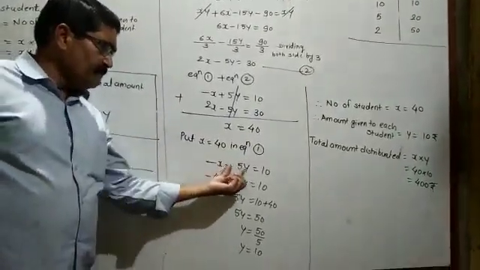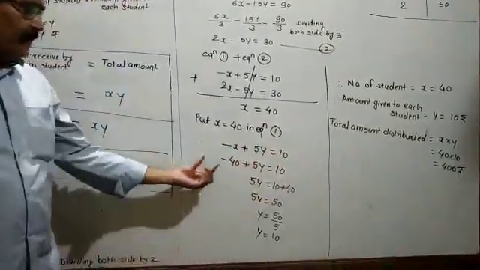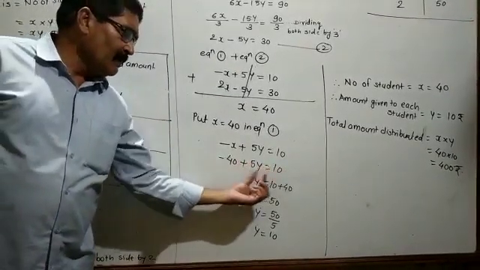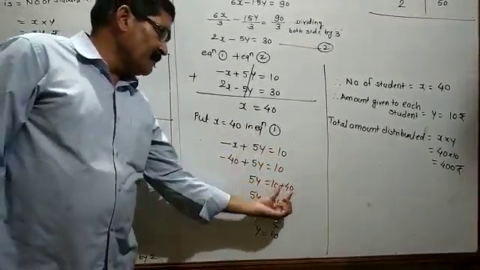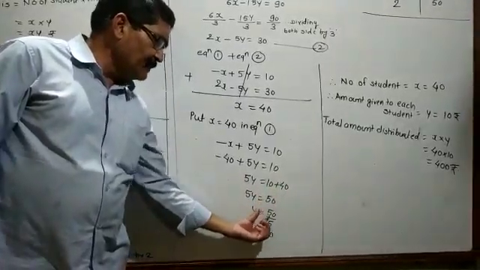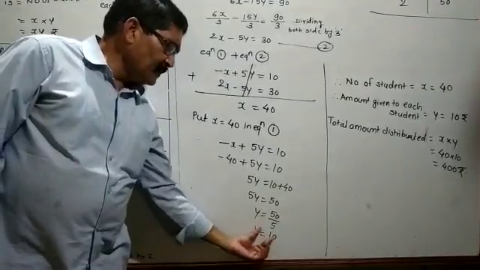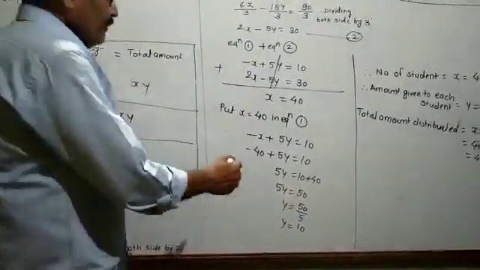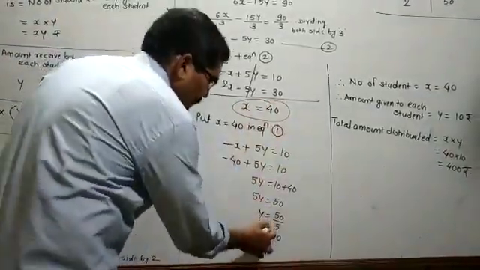Equation 1 is minus x plus 5y is equal to 10. You have to put that value of x. Minus 40 plus 5y is equal to 10. Transpose this 40 to that side, it becomes plus 40. 5y is equal to 10 plus 40 is equal to 50. Y is equal to 50 upon 5. Y is equal to 10. Therefore, this is the value of x, and this one is the value of y.